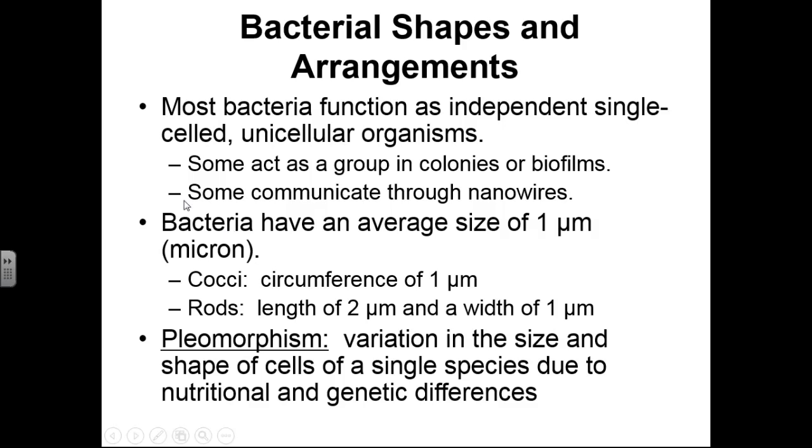If we look at the different shapes, we have cocci. These are the round ones that look like little basketballs. They'll typically have an outer diameter of 1 micron. The rod bacteria, also known as bacilli, are typically going to be 2 microns long and 1 micron wide. Depending on the bacterial species, there's going to be a little bit of variation in the shape and the size of our bacteria. This variation within a species is known as pleomorphism, morph meaning shape. So we can have multiple or slightly different shapes within a single bacterial species.